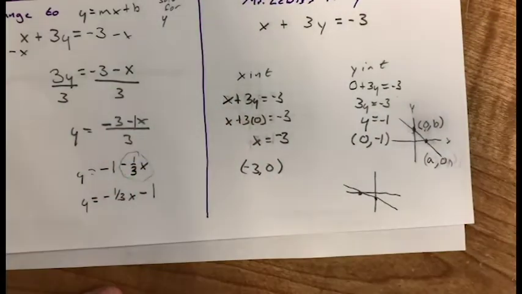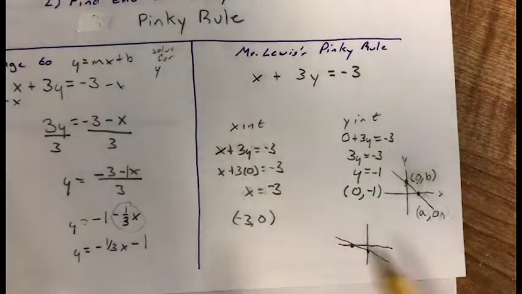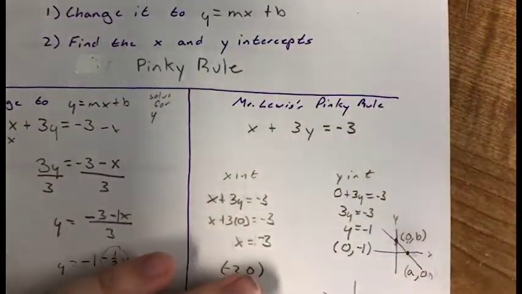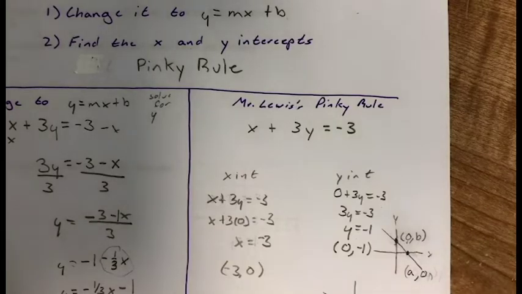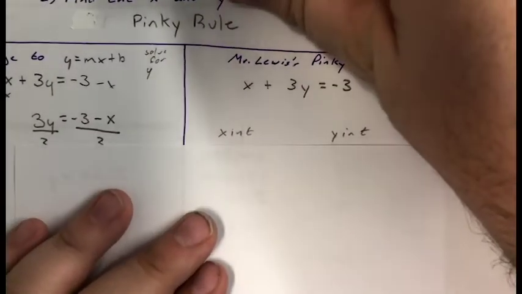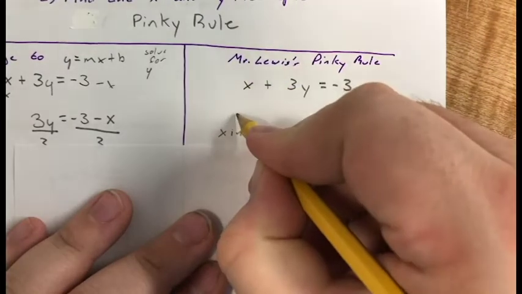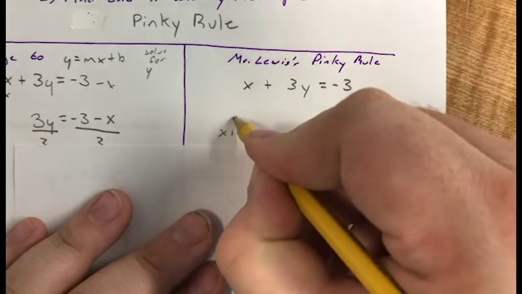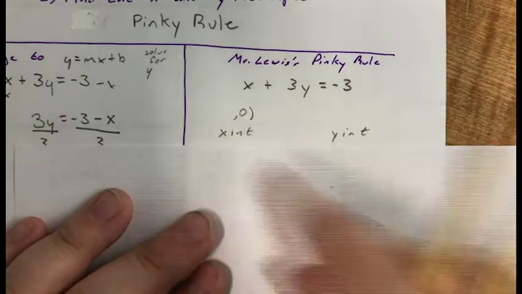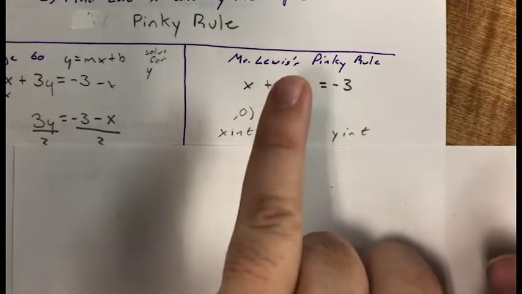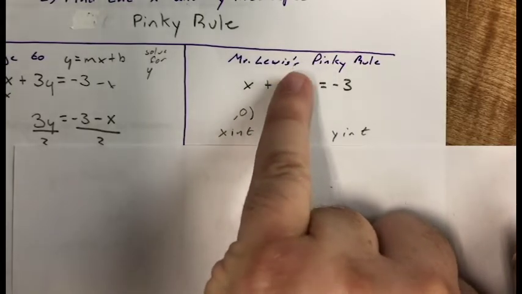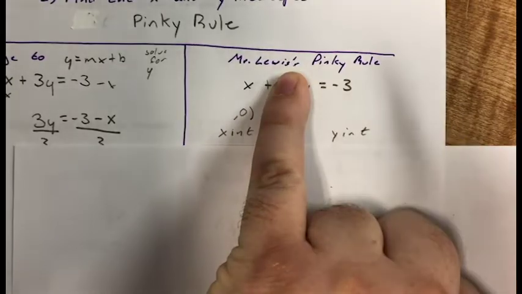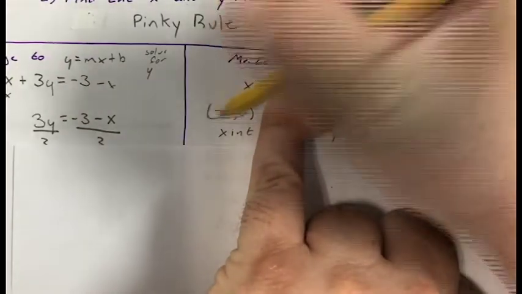Now, Mr. Lewis, this seems like a lot of awful work, and you know what? You're exactly right. So this is Mr. Lewis's pinky rule. Check this out. I'm going to hide this for just a minute. I want to know my x-intercept. Well, I know that my x-intercept means that it's going to cross the x-axis and that I am going to have a y of 0. Well, when y is 0, guess what I can do? I can use my pinky and cover up y. And guess what? I have x is equal to negative 3. Oh, cool. So I just found my x-intercept.